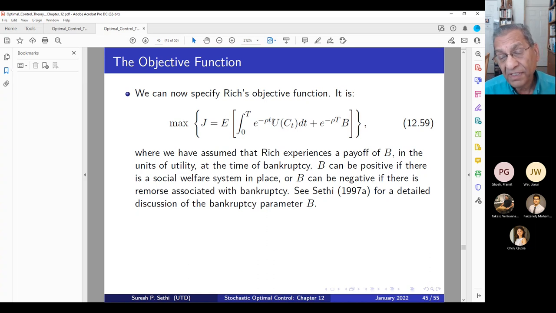The B can also be positive if, at bankruptcy, you go to a halfway house where you get a free meal and the government takes care of you, with a subsidizing social welfare system. Then it could actually be positive. It could also be negative, not minus infinity, but you have a remorse. In old societies, if you became bankrupt, there was a curse on you. People called you bankrupt, bankrupt, bankrupt, so there is a cost of that. Each individual has to figure out what B is and what their utility of consumption is. That's not easy to do, but mathematically, that's how we try to think of an individual's consumption problem.